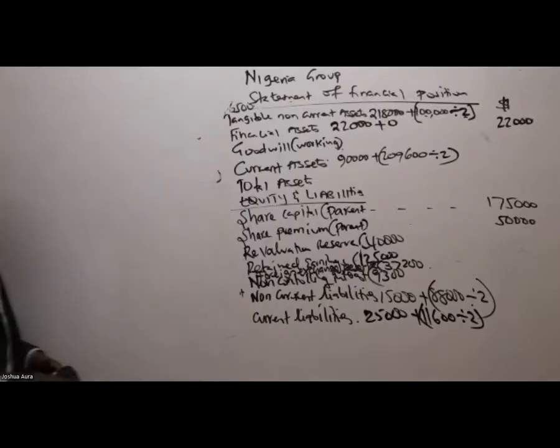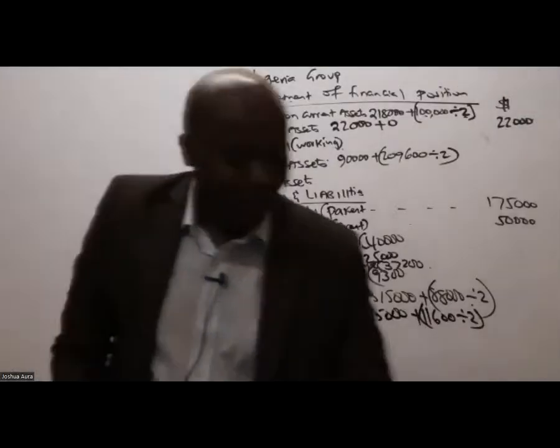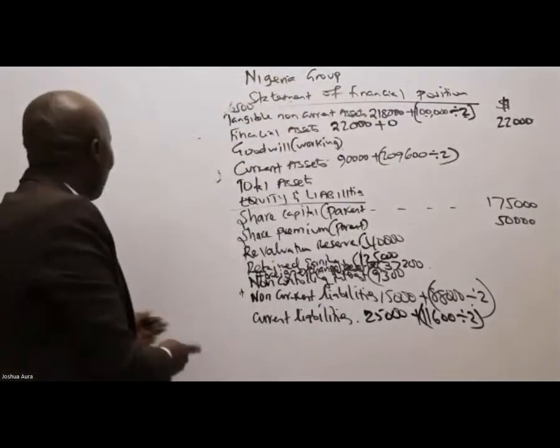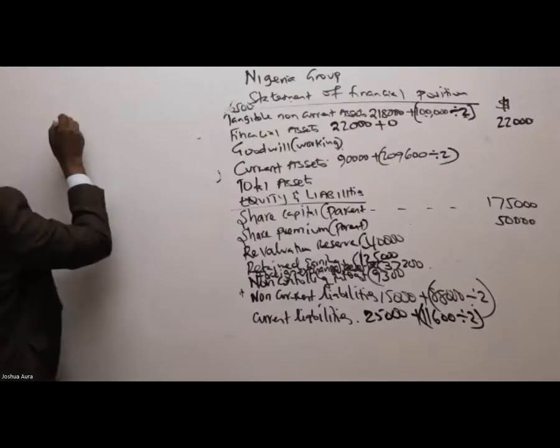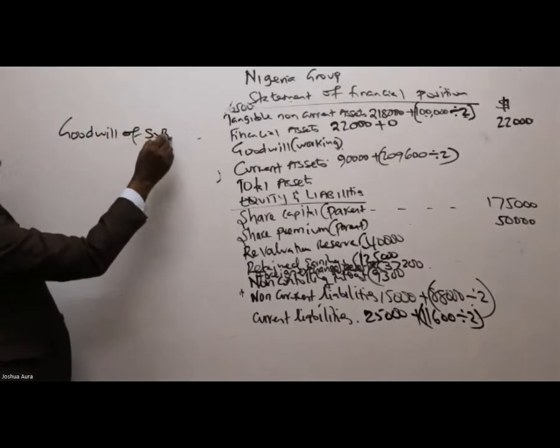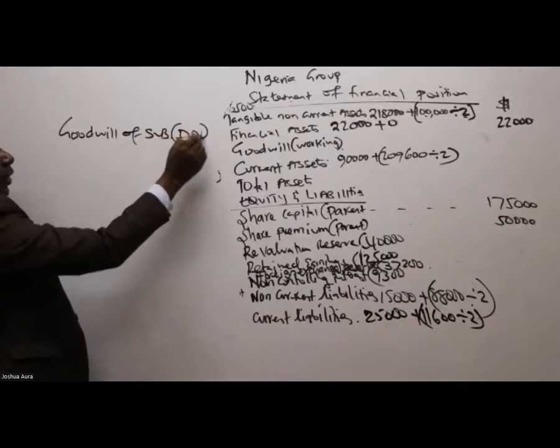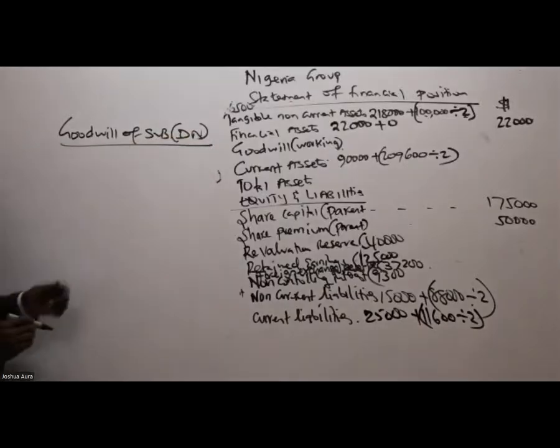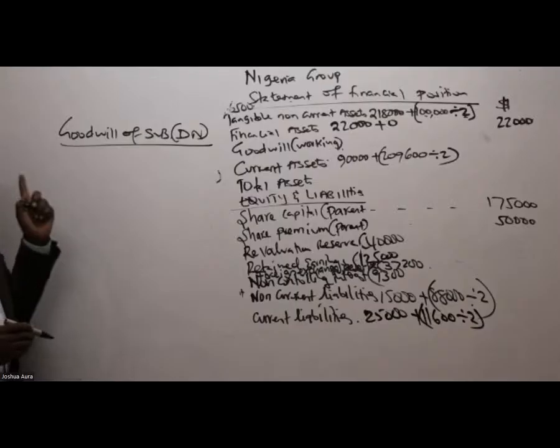Will be the working of goodwill. Goodwill. So let's go to goodwill. Is there somebody who can remind us how do we normally calculate goodwill? Remember, this is goodwill of the subsidiary, so we shall use the subsidiary's currency at first, which is the DN, right?